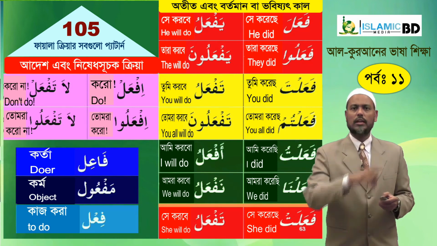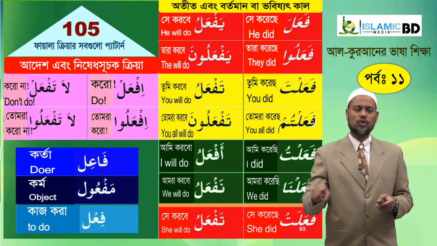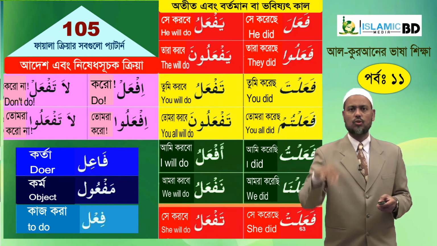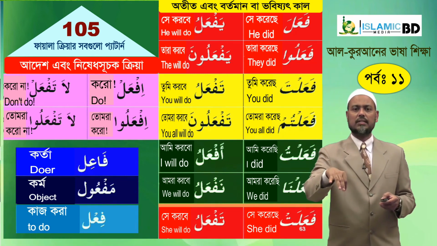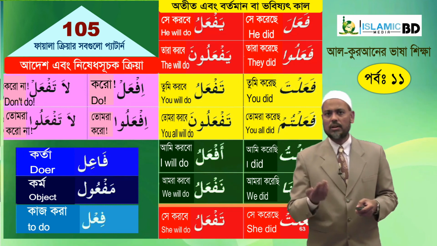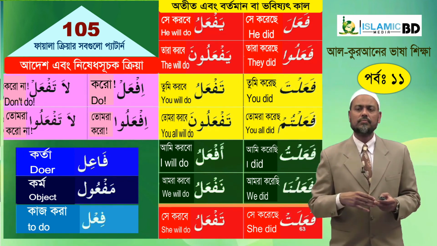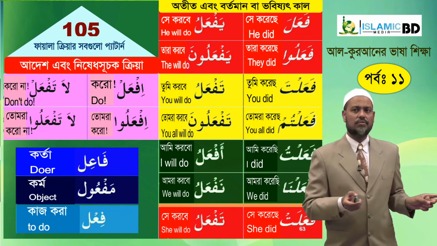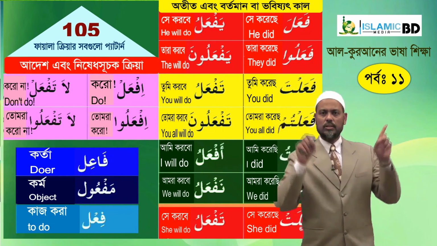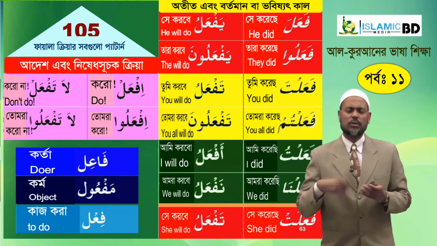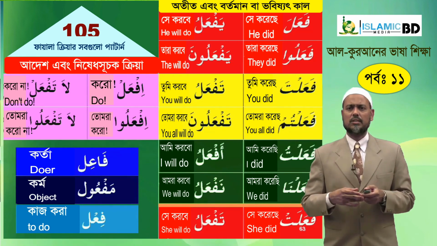If'alu, do. La taf'al, don't do. La taf'alu, don't do. Fa'il, the one who does or doer. Maf'ul, the one who is affected. And fi'l is to do. And huwa fa'ala here, fa'alat. Huwa yaf'alu here, taf'alu. Can you repeat after me in Arabic, please?